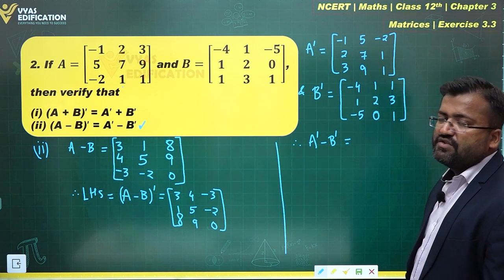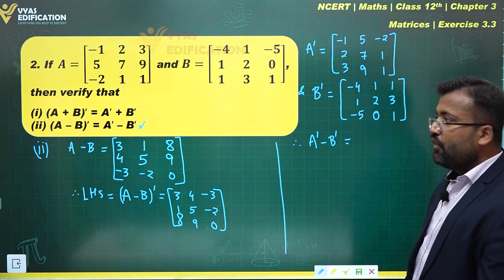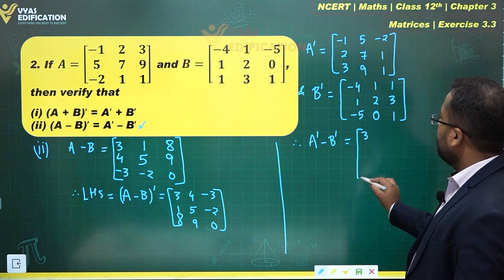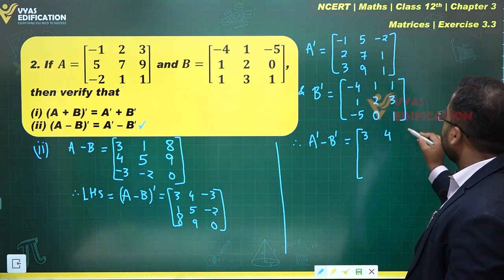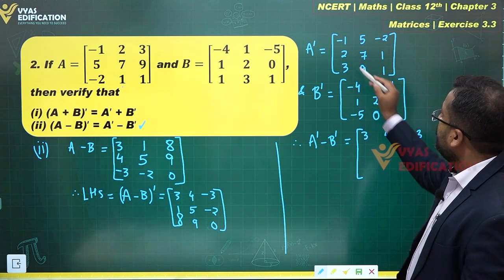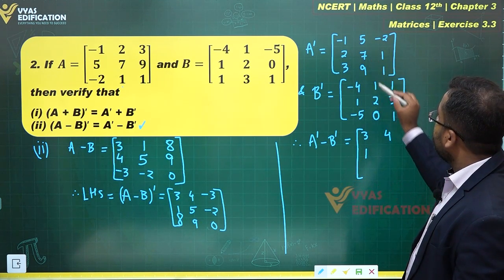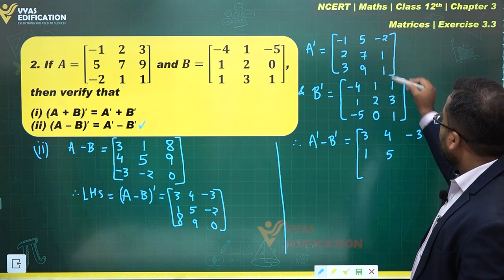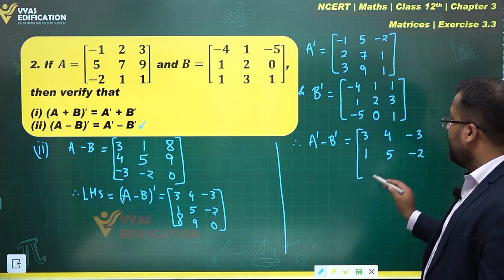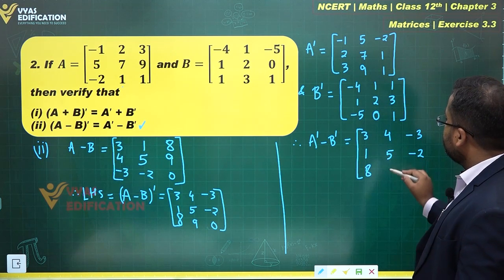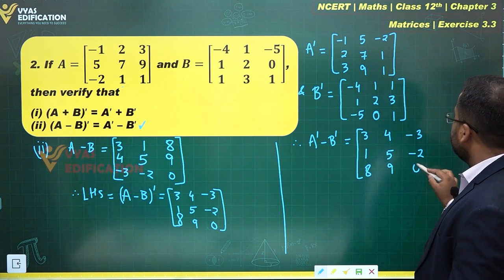-1 minus of -4. What will that be? -1 plus 4, which is 3. Okay. 5 minus 1, which is 4. -2 minus 1, which is -3. 2 minus 1, which is 1. 7 minus 2, which is 5. 1 minus 3, which is -2. 3 minus of -5 will become 8. 9 minus 0 is 9, and 1 minus 1 is 0.